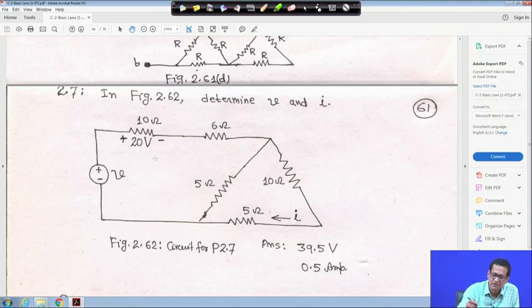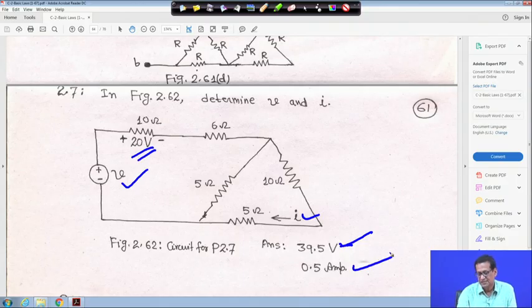So, there should not be any confusion. The voltage across this 10 ohm resistance is given as 20 volt. You have to find out V, you have to find out I. The answer is given. For V it is 39.5 volt and the current is 0.5 ampere.